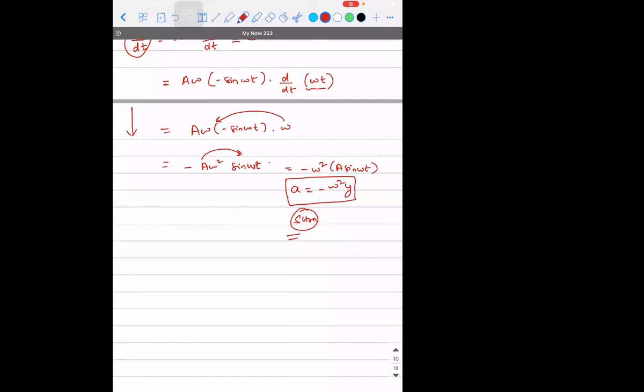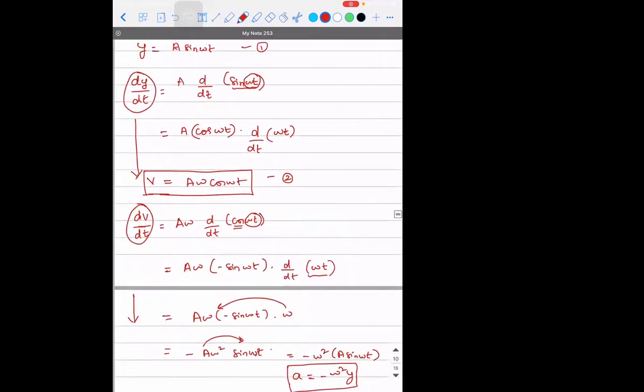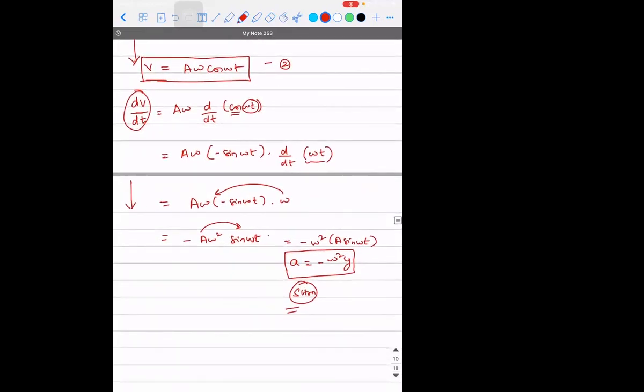Guys, are you able to understand? Yes, sir. So mathematics is also supporting it. So a is equal to minus omega square y represents the equation of a particle in SHM. As I mentioned, this is a very, very important relation, the equation of acceleration of a particle in SHM. Going forward, there will be questions where you need to find the time period of some particle. During that time, we will use this equation to prove that the particle is in SHM. So have this in your mind.